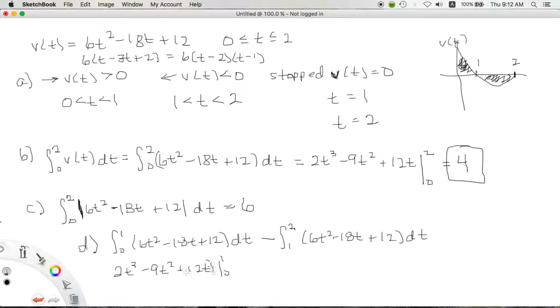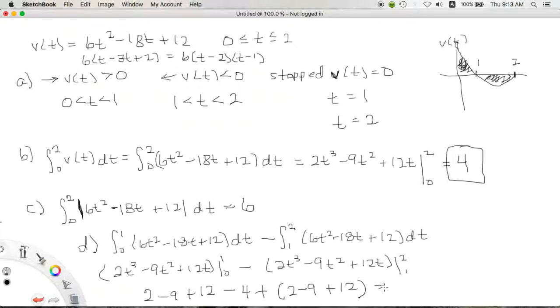We're going to evaluate it from 0 to 1 here, and then we're going to evaluate it from 1 to 2 here. And when you plug in all the values, you'll plug in 1 and you'll get 2 minus 9 plus 12 minus, and then minus 0, so that'll go away, and then minus, we plug in 2 here and we get 4, which we already knew from up here, and then minus a negative, so that'll be plus, and then 2 minus 9 plus 12 equals 6.